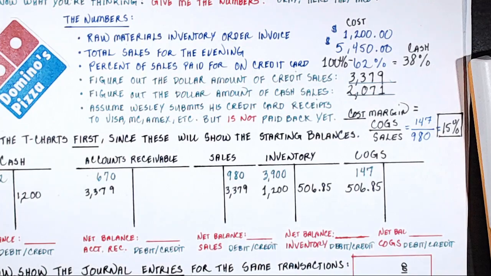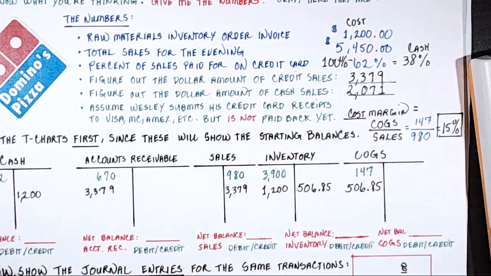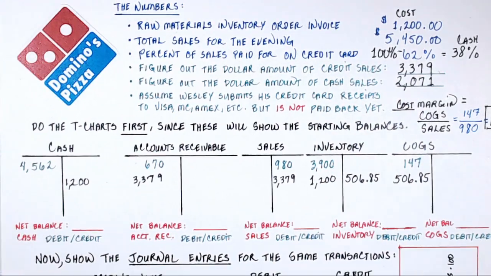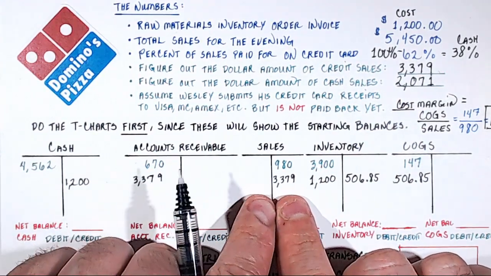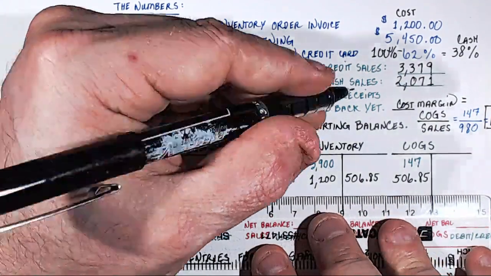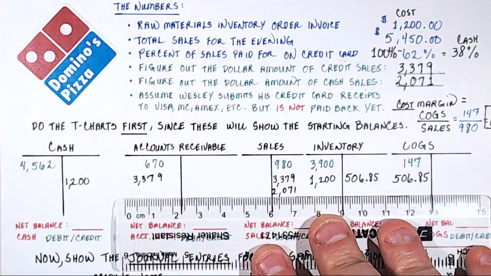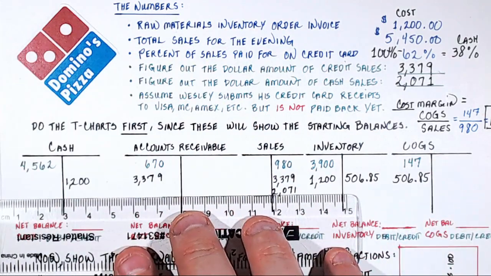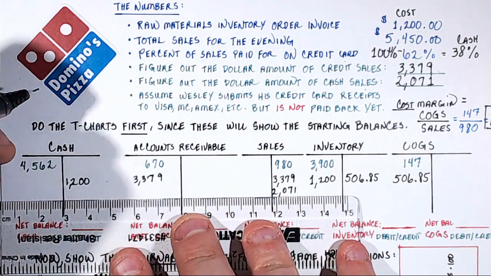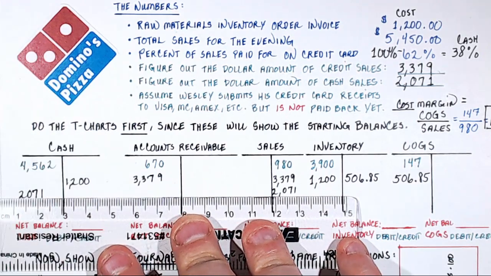Now we are going to record cash sales. I'm going to have to increase my sales by crediting sales 2071. That's increasing sales by crediting sales. And then, because this is cash sales, I debit cash to make it go up by 2071. And that zeroes out that transaction.